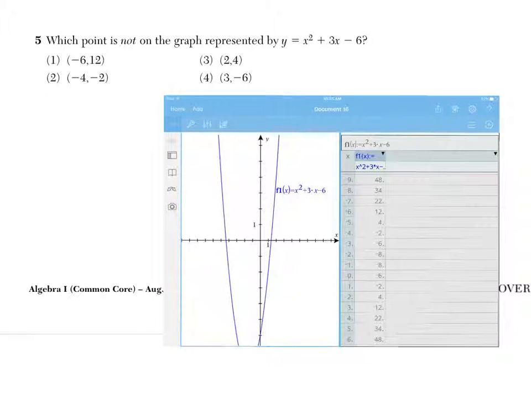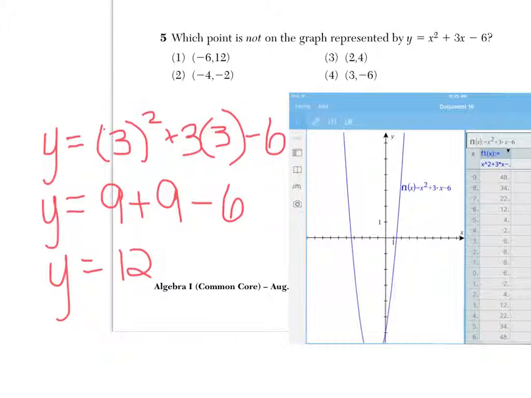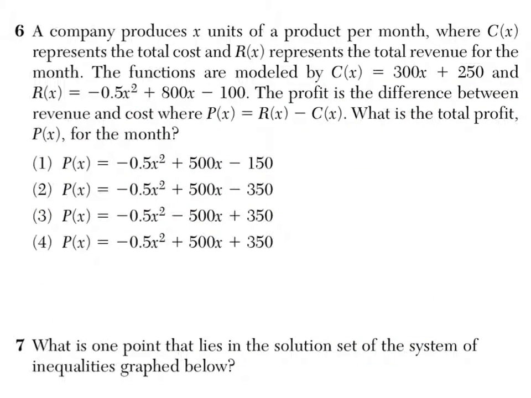If I look in my table of values, however, I can see that negative 6, 12 is a point, negative 4, negative 2 is a point, 2, 4 is a point, but 3, negative 6 is not. Now if I prove this algebraically to see that answer choice 4 is not a point, I substituted in 3 for my x values and I got a y value of 12, not negative 6.